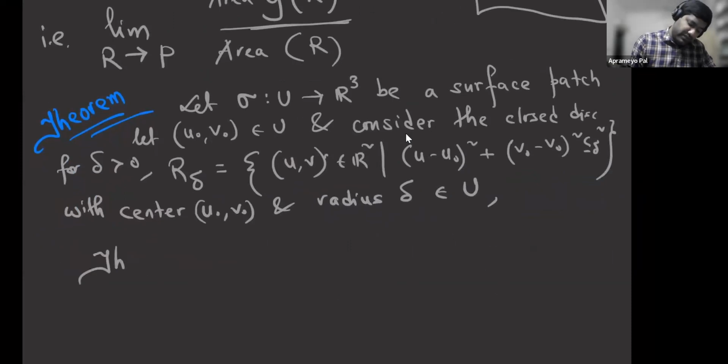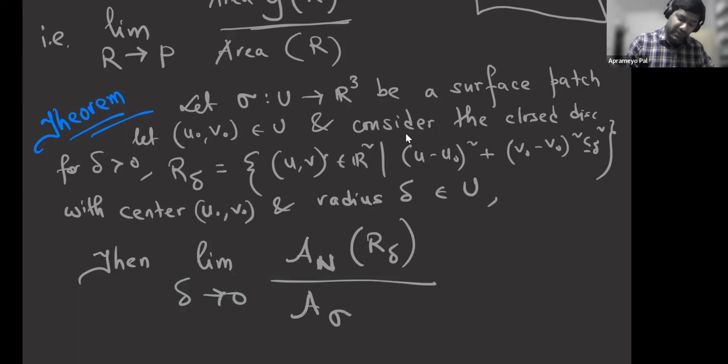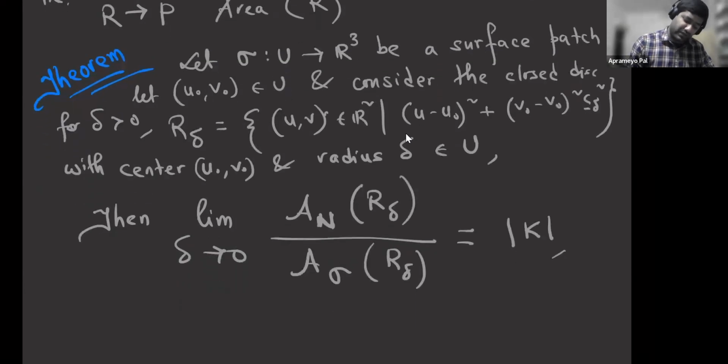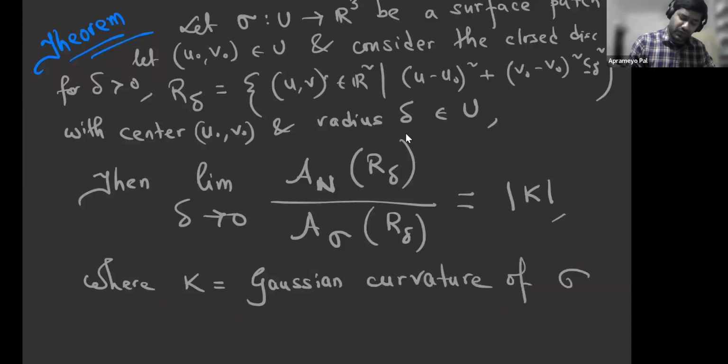Then the theorem says, if you take the limit as delta goes to 0, so the balls are shrinking to the point, and you take the area, which you learned last week how to compute, of R delta with respect to N, and then you divide by the area with respect to the surface patch of R delta, this is nothing but the absolute value of K, where K is the Gaussian curvature of sigma at the point sigma(u0, v0).